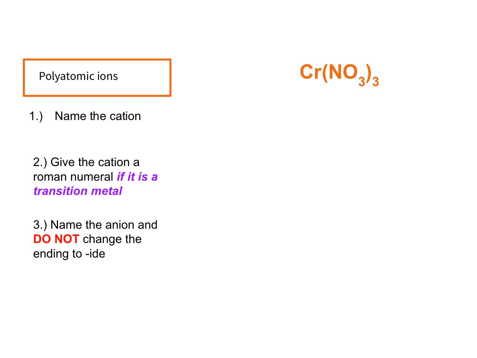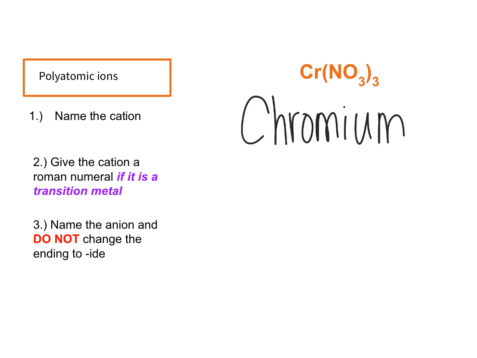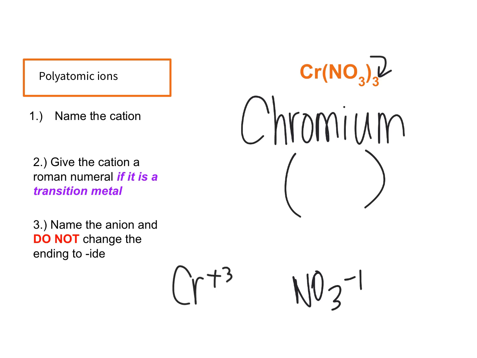Alright, so we'll try one more. Let's go ahead, we'll do this together and name our cation. This one is chromium, like we dealt with in the past. Now, chromium is a transition metal, so we do need a Roman numeral associated. Now, our nitrate is NO3 -1, because those polyatomic charges don't change. And we see that we have 3 of them. So that means that we're going to need a chromium +3 and 3 nitrates to balance that out.